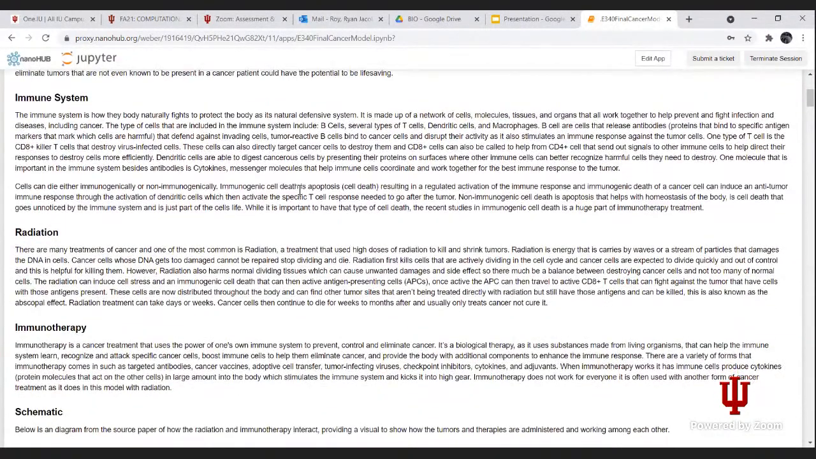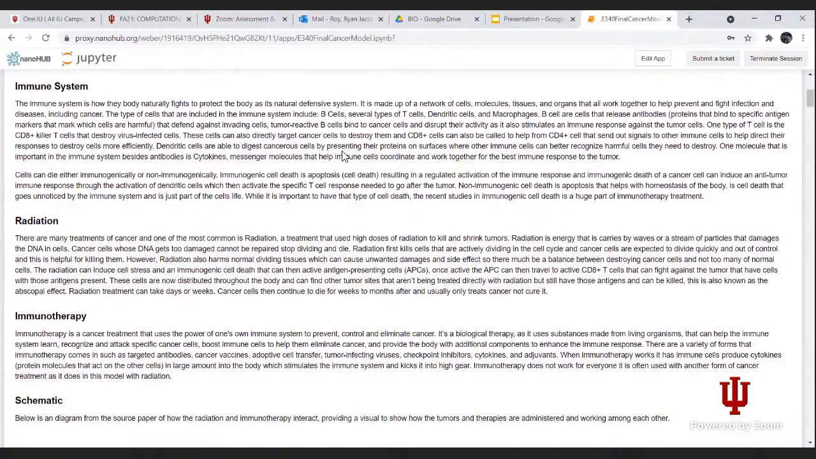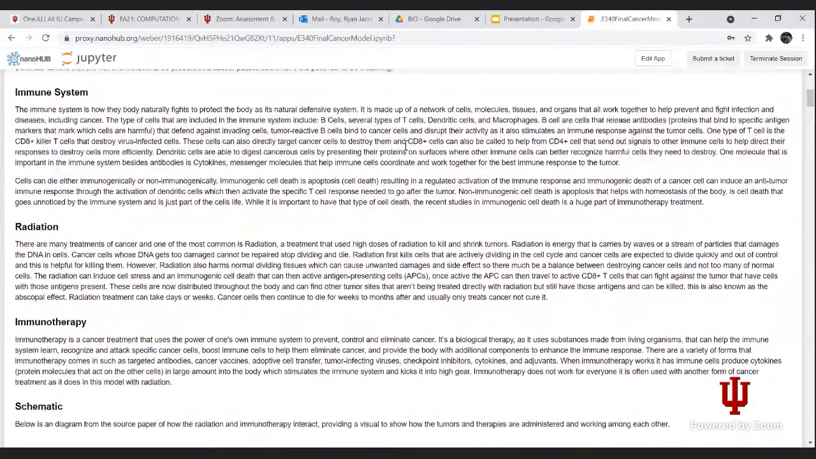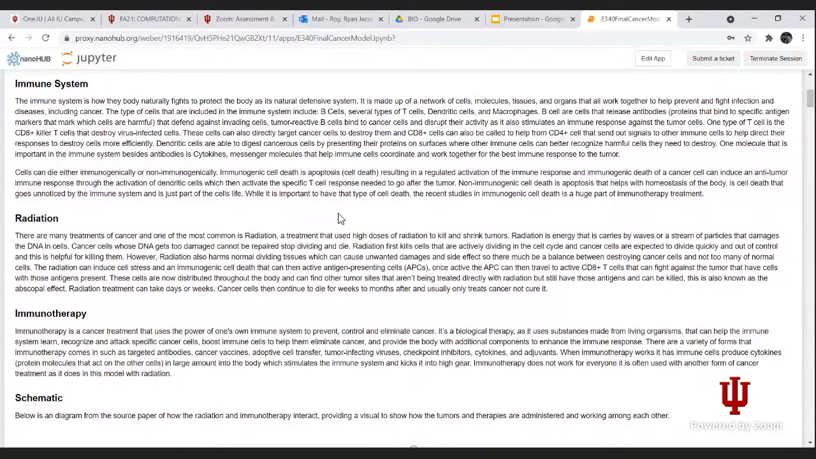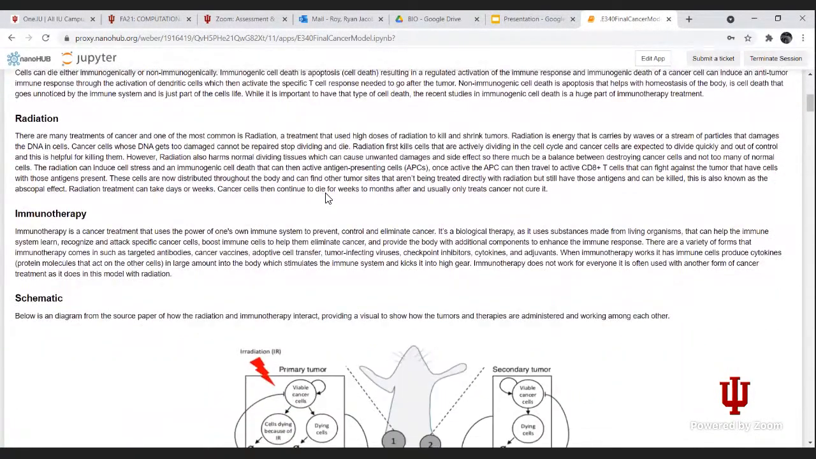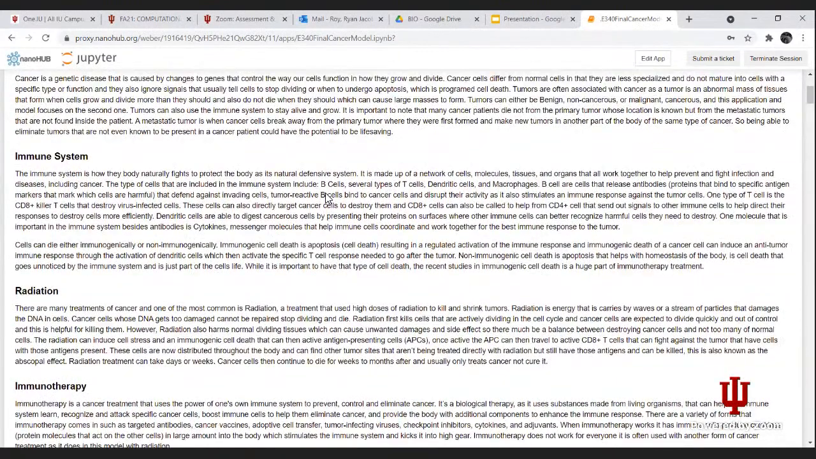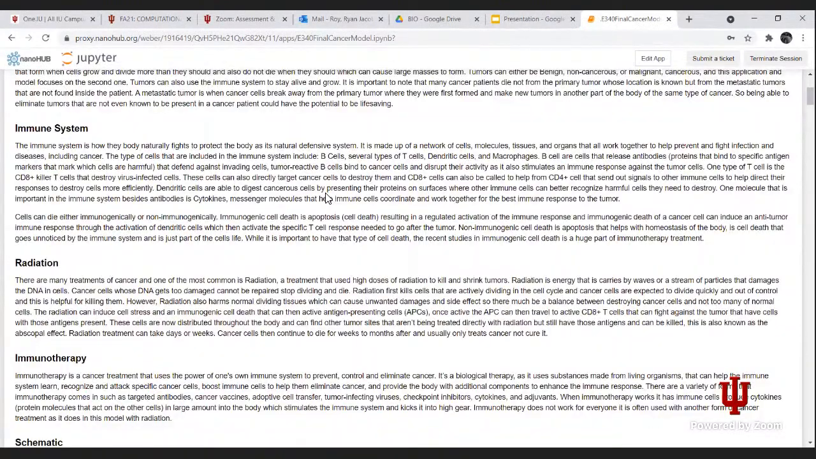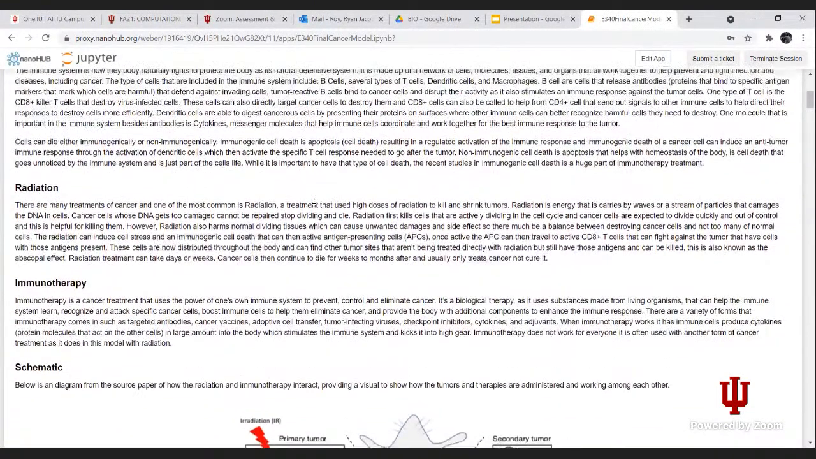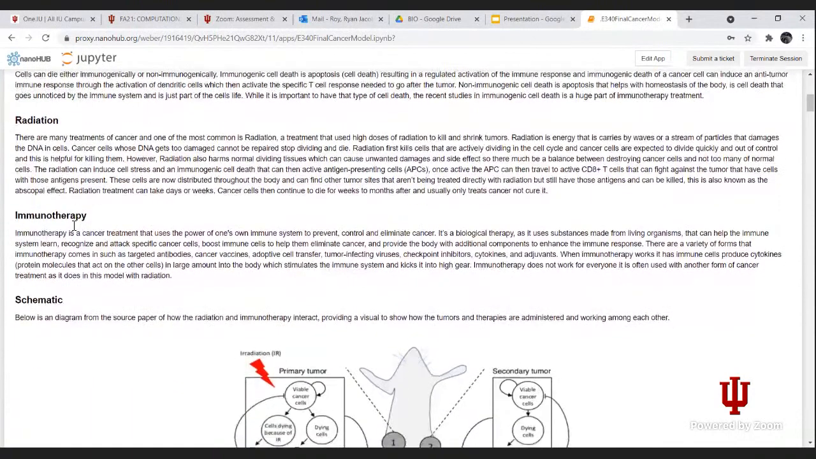Then they talk about the immune system: B cells, T cells, dendritic cells, and macrophages. I guess the main takeaway here is that there are various phases in which the immune system kicks in, and its intervention cannot be ignored when you study any biological system, because it's non-trivial.